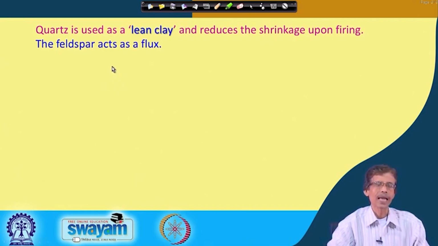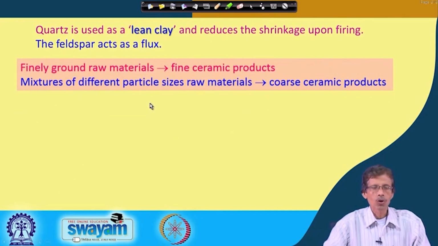And feldspar basically acts as a flux material, because we know that some of these fusion mixtures, sometimes we can consider it as a fusion mixture. So, feldspar is some kind of fusion mixture and is also considered as a flux material during the fusion process. So, we can have all these three components, and these three components can be mixed to get a corresponding mixture, and the mixture is processed in such a way that you get a finely ground material. So, you have the finely ground raw material in your hand, and that after processing gives you the fine ceramic products.